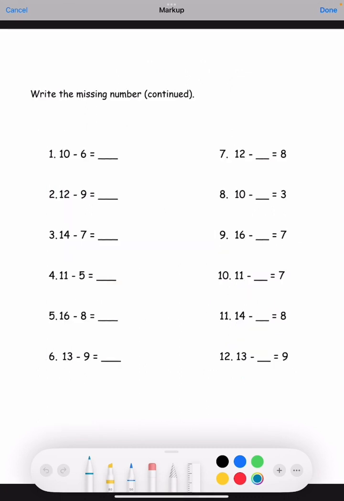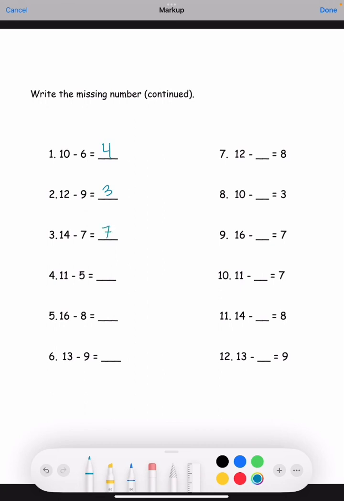Now let's try some subtraction questions. 10 minus 6. You have 10, take away 6. You have 4. Number 2. 12 minus 9 is 3. And number 3, 14 minus 7 is 7.